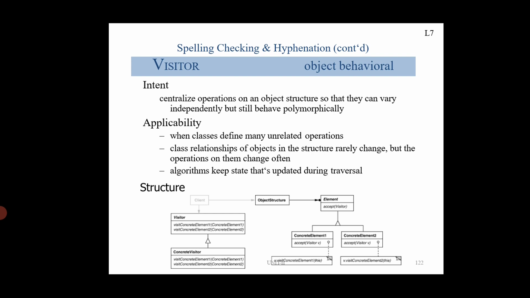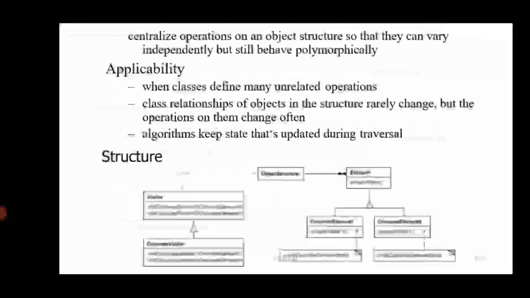This is the structure, a graphical representation of how the classes and objects communicate. Here is the client, and the client gives the relationship between the object structure and the elements. Elements accept a visitor, and the visitor has some methods, with a concrete visitor and some concrete elements. We return v.visit concrete element of this, which shows the relationship between how the classes and objects communicate.